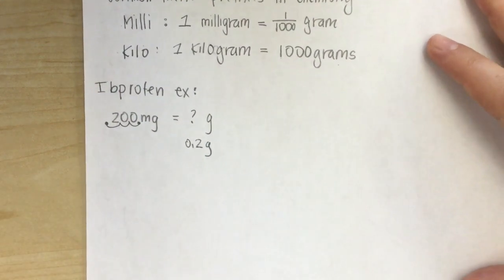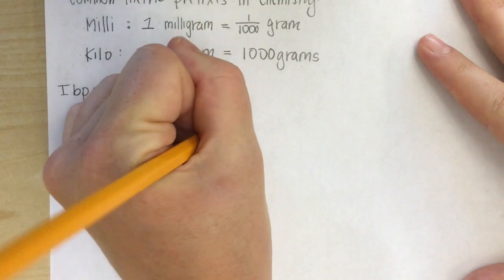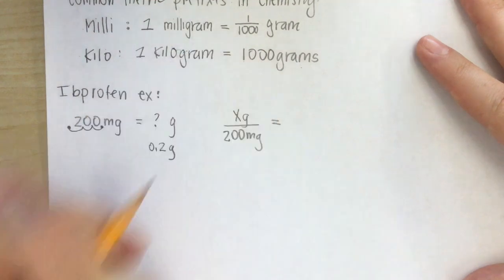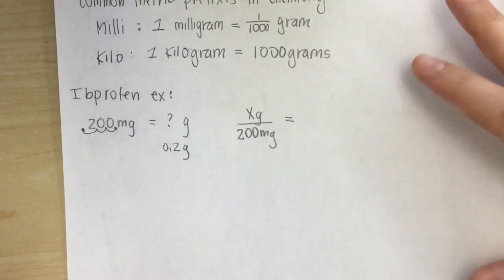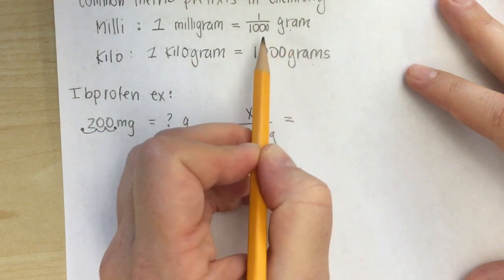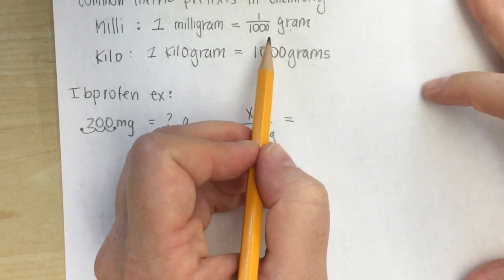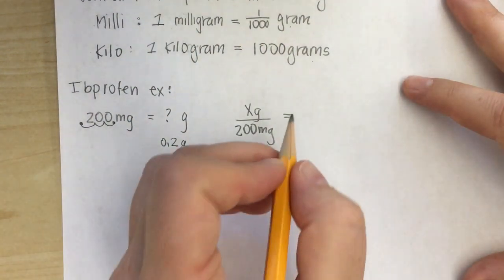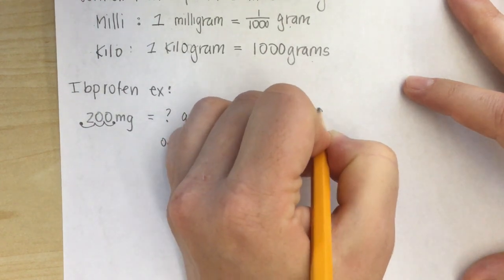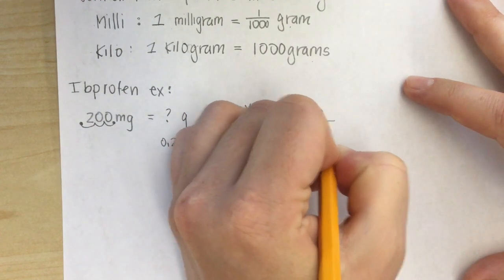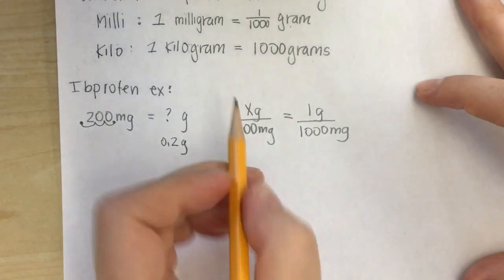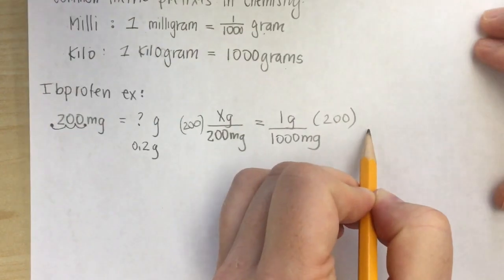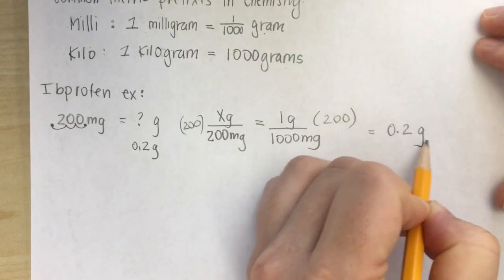The other way is to set up a proportion. Let's say we're looking for the amount of grams that are equal to 200 milligrams. We set that up as a proportion with our known values. 1 milligram is a thousandth of a gram, or you could think of it as 1,000 milligrams are in 1 gram. So if we set that up, 1 gram contains 1,000 milligrams. We can multiply our 200 onto the other side, and we end up with 0.2 grams.